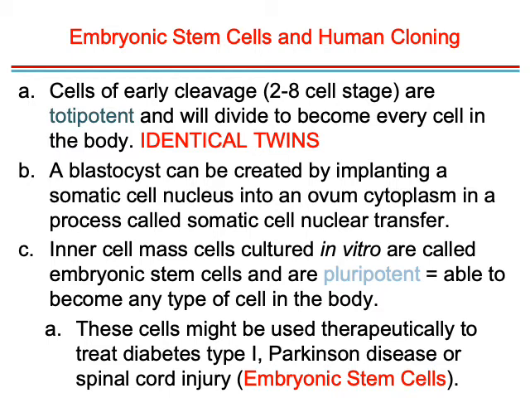Now, human cloning. Human cloning can occur in 2 ways. One, identical twins, right? Clone of the same egg. The other way you can do it, well, has been proposed to do it, is to take a nucleus from any cell in your body.